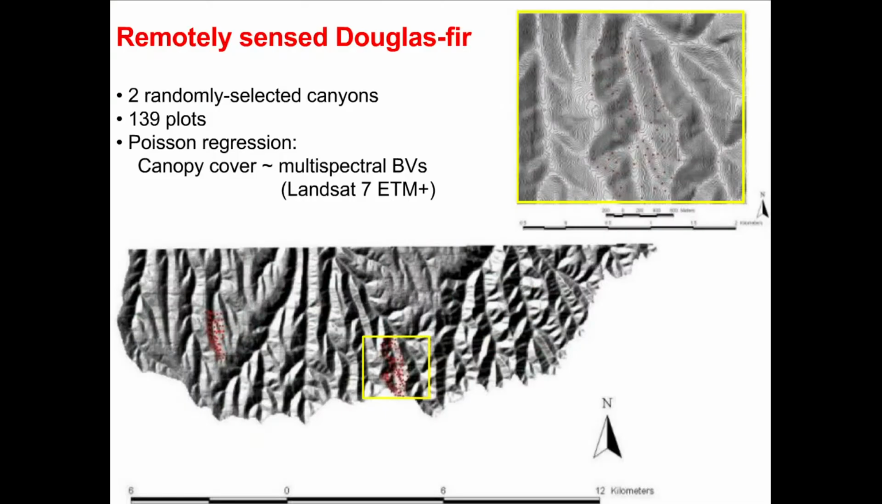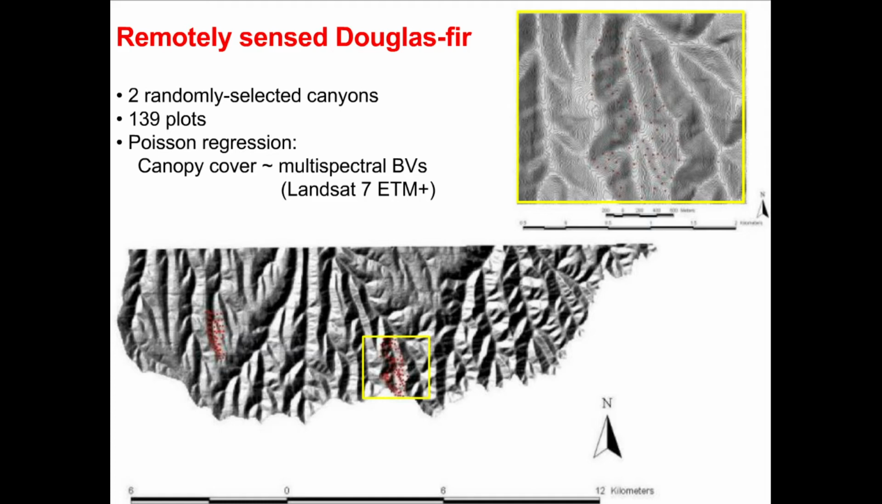So then, to get the Douglas-fir, we selected 2 canyons in the area randomly, and since it's so diffusely scattered, we can't really map every single location of Douglas-fir. And what we had to do was go to 139 plots in these canyons and take standard forest mensuration and apply the forest inventory analysis. What are they called? The canopy structural model to get some estimate of canopy cover.